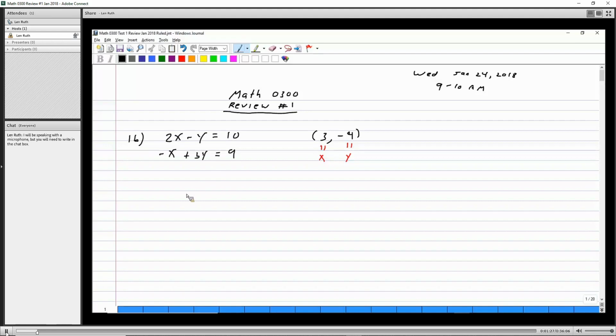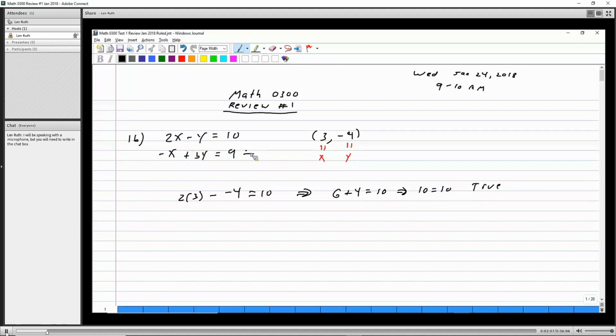So if you put in the 3 for the x in the first equation, it becomes 2 times 3 minus, and you got to watch the sign here, minus the y, which itself is negative, so minus minus 4. And then that's supposed to be 10. So let's just rewrite this. It says 6 minus minus is the same as plus. So 6 plus 4 is 10. So that says 10 is 10. And that is true. So far so good. So far it does look like we have a solution. But we have to check the other one as well.